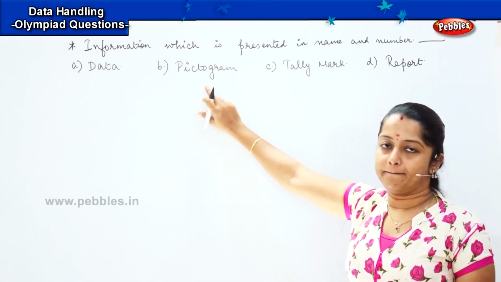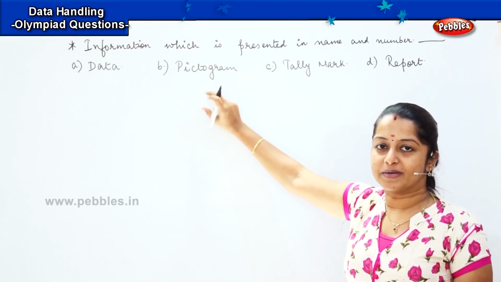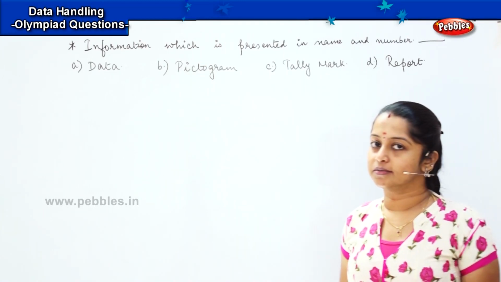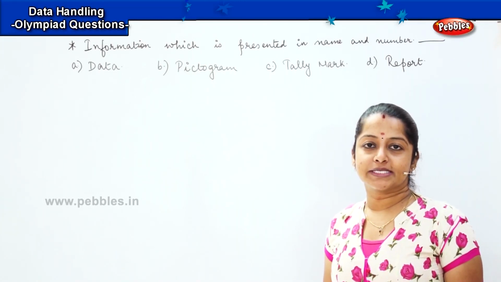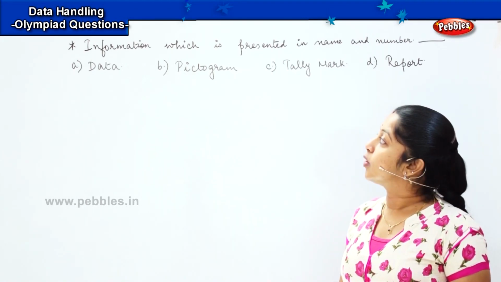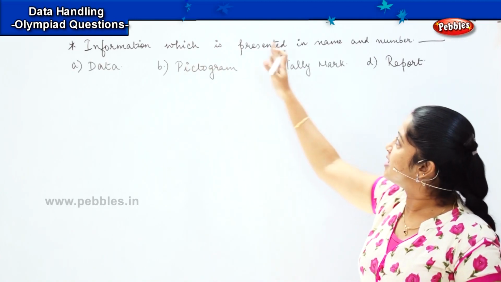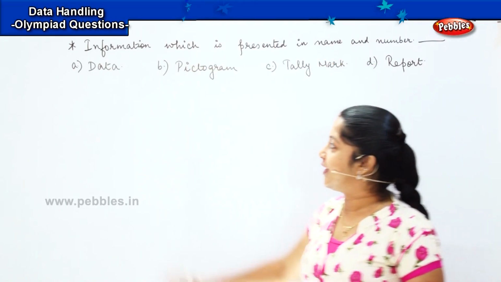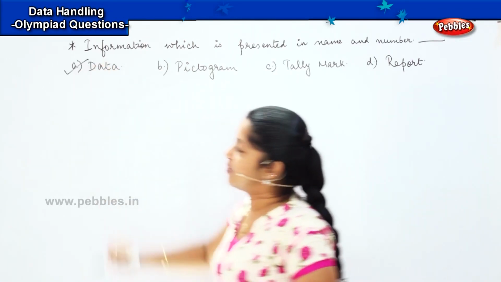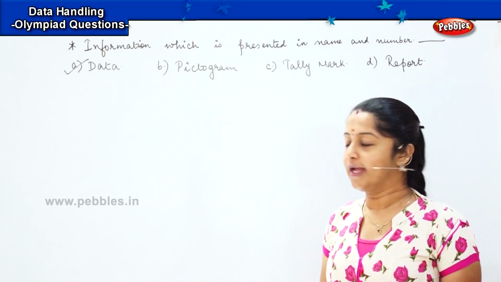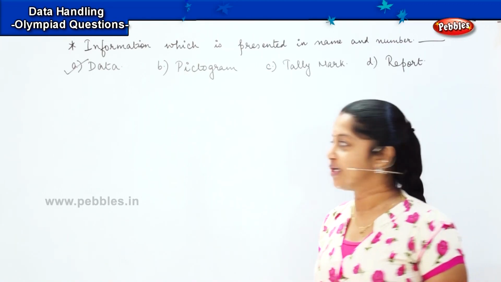Is it pictogram? No, because it is represented by pictures, right? Is it tally mark? No, because we represent tally marks using vertical lines, whereas the question asks what the information presented in name and number is. Good, it is data. So option A is my right answer. Okay, so let's come to the second question.